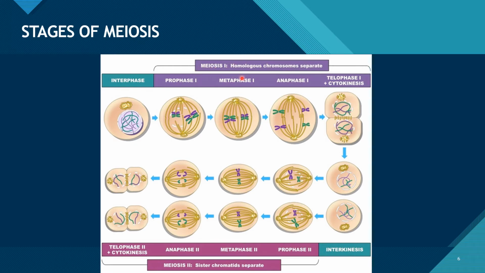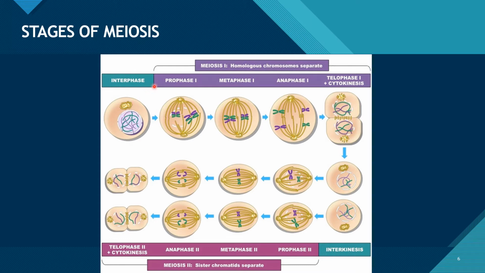So we have meiosis one, which is when the homologous chromosomes separate, and that's all this purple part in there plus this turquoise. And then we have meiosis two, where the sister chromatids separate, and that's sort of this purple part, or this pink part down here, plus this turquoise part. But we'll break it all down in just a second.